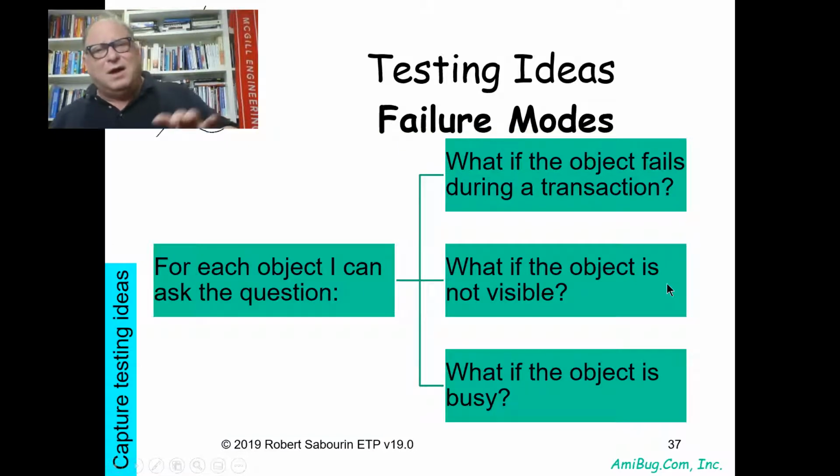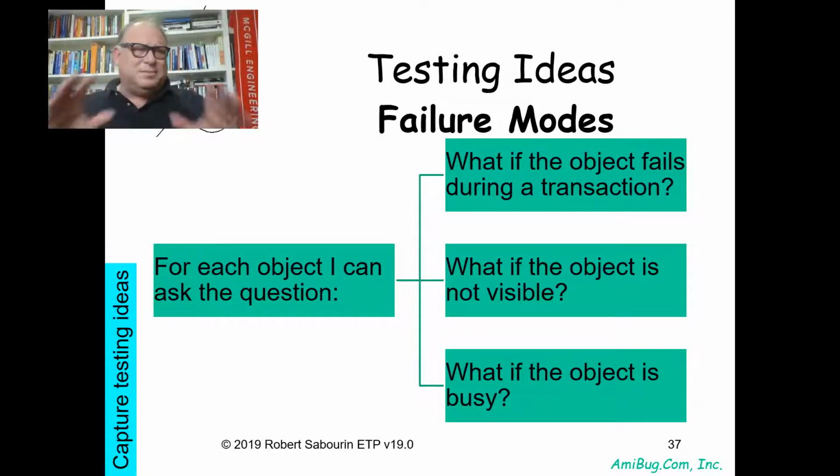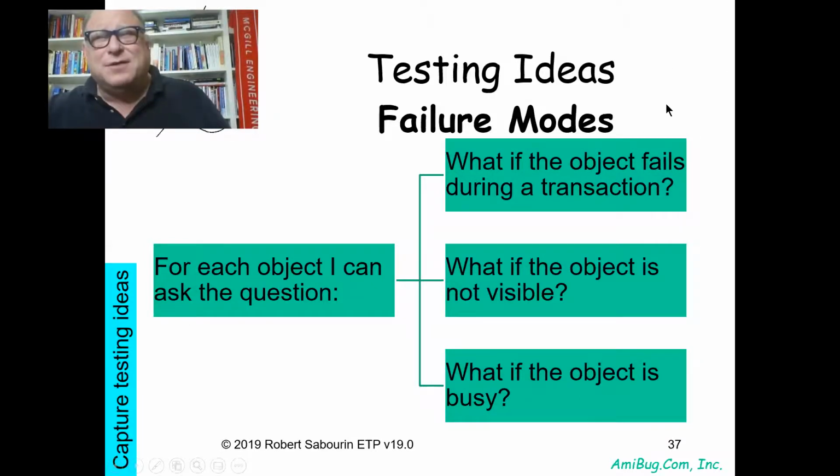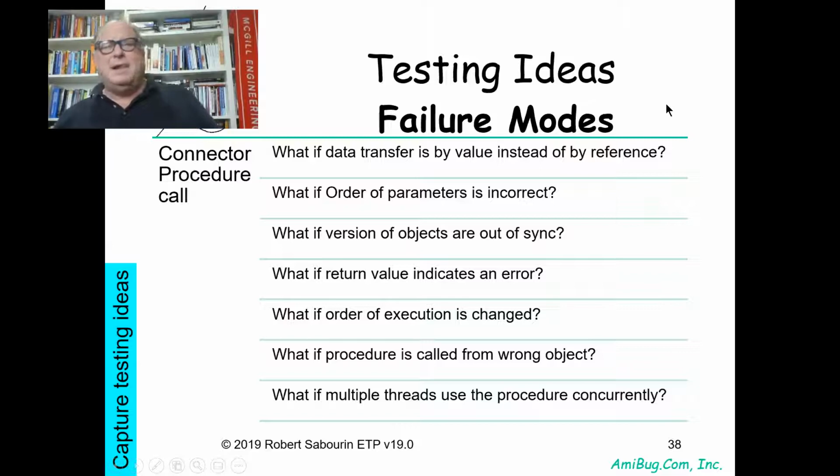Then once I've got those objects, I ask myself, okay, now we have this block diagram. There are all these objects in it, the blue boxes. What if the object fails during a transaction? Or what if it doesn't fail, but it's not visible? Or what if it's busy doing something else when you need it? These are all interesting things that may be very relevant for the application's ability to be fault tolerant, to be robust. Similarly, we might look at the connectors, the relationships between things.